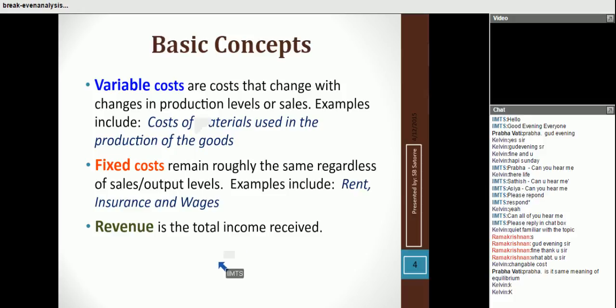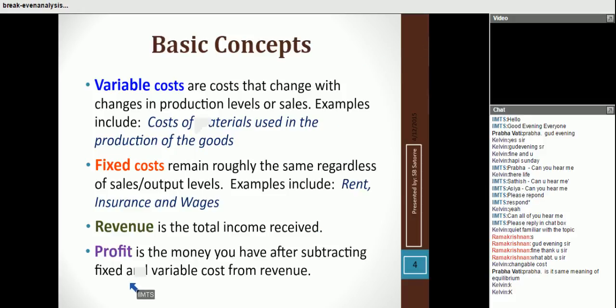Then we have the revenue. Revenue is the earning of the organization. It is the total income received. Then we have the profit. Very common term. Profit is the money you have after subtracting the fixed and variable cost from revenue. So profit is equal to revenue minus fixed cost minus variable cost. We will add up the variable cost and fixed costs and then subtract it from the revenue to get the profit value. Clear, everyone?